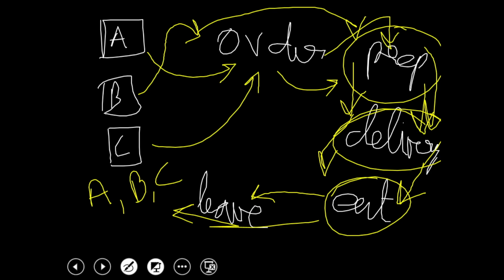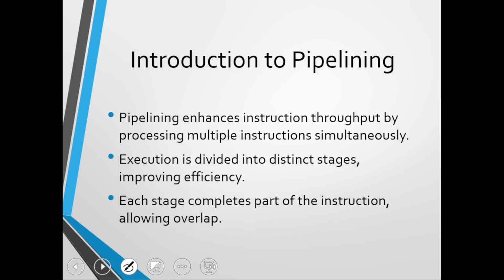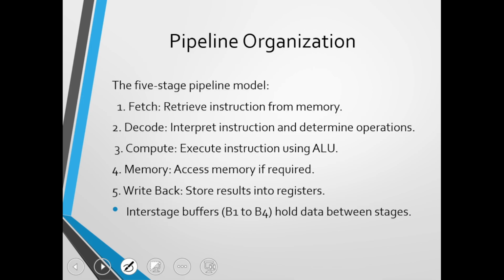So this is one of the basic examples through which you can understand what pipelining is and what it does. Okay. Now, coming back to the big business, let's discuss what pipelining is and the pipelining organization. So actually, it contains 5 stages.